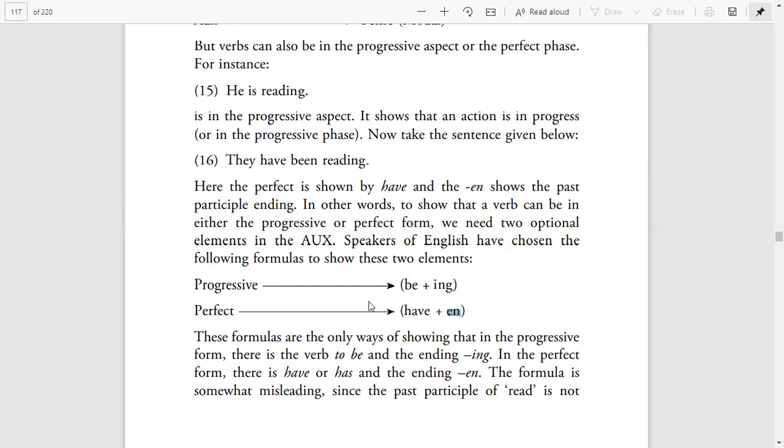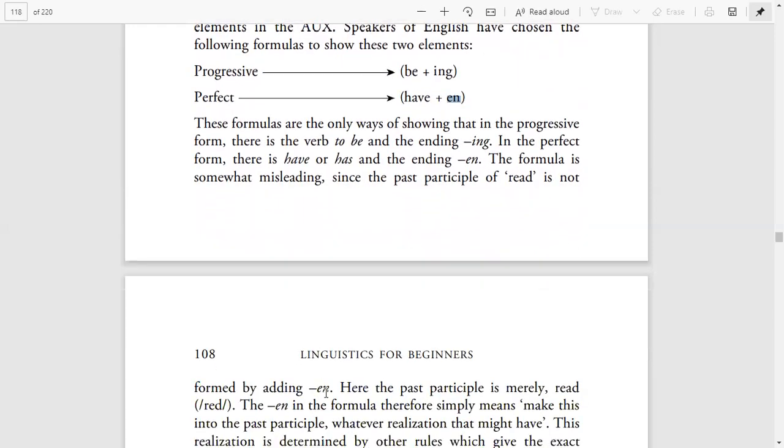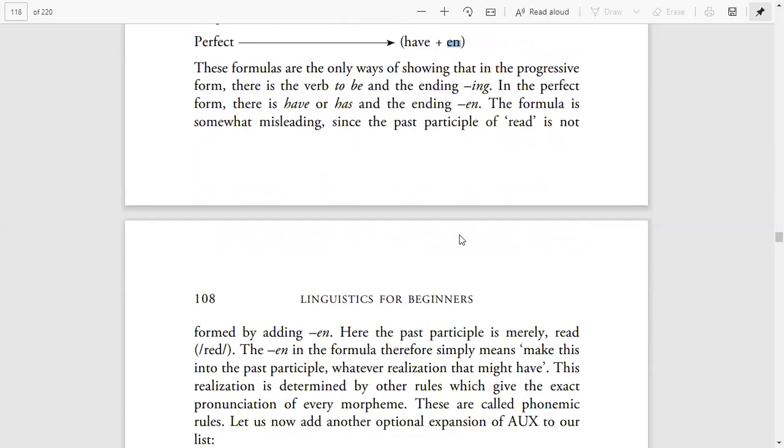The en can also be ed, it can be anywhere, but you will denote that ending as the past participle ending, the third form's ending, by en. The formula is somewhat misleading here, since the past participle of read is not formed by adding en. Yes, when you form the past participle, the third form of read, or even the second form of read, you do not add en. You do not say readden, right? You do not even change the spelling. Still, you read it differently. For example, here the past participle is merely read. You simply speak it read, but you use the same spelling here. You do not add en.